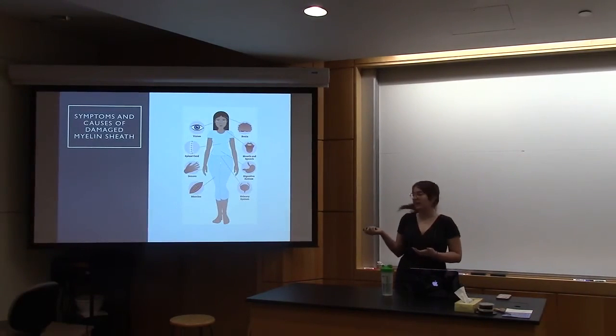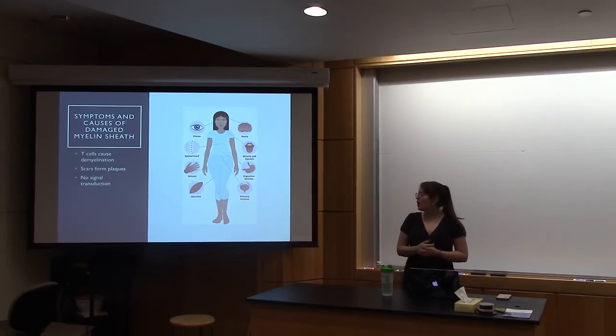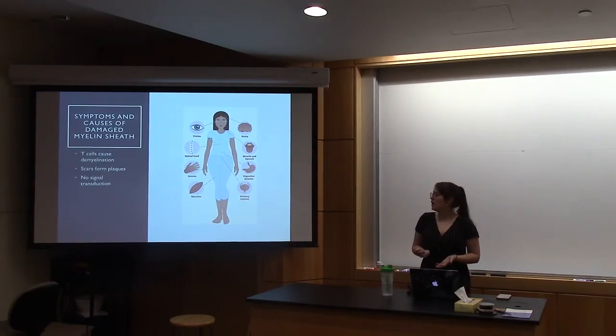So, again, the causes of MS are the T cells that cause this demyelination. We have scarring forming plaques that we can see on the images, and there will be no signal transduction. Because of this loss of signal transduction, we have multiple symptoms of MS, which are vision impairment, brain lesions, and a decrease of the brain volume. We have spinal cord lesions, mouth and speech impairment, loss of senses, digestive system issues, urinary system issues, and also muscle spasms, which are really common.